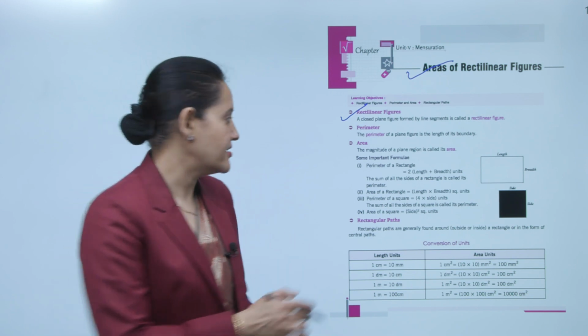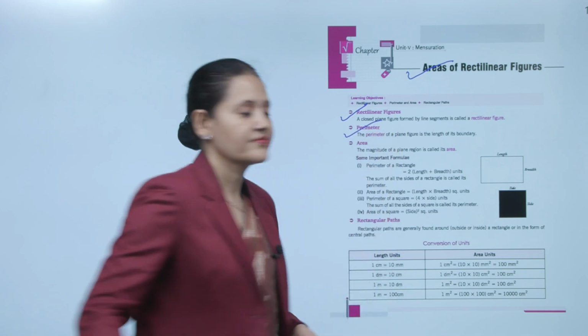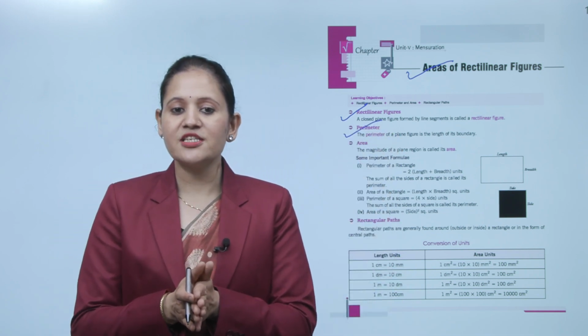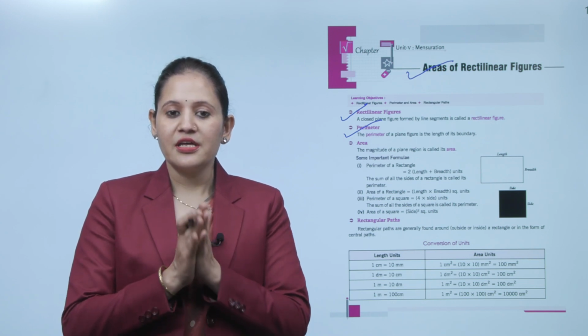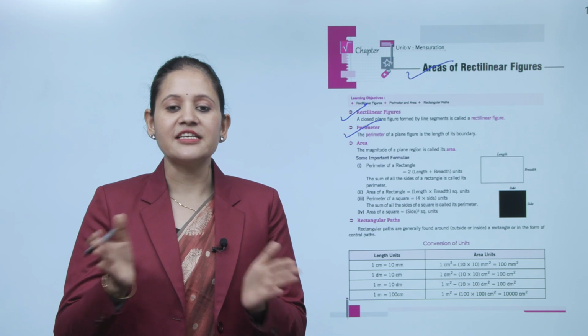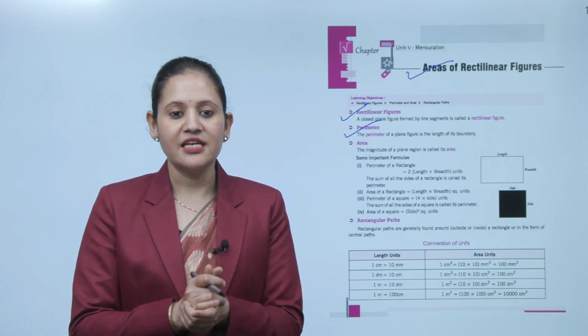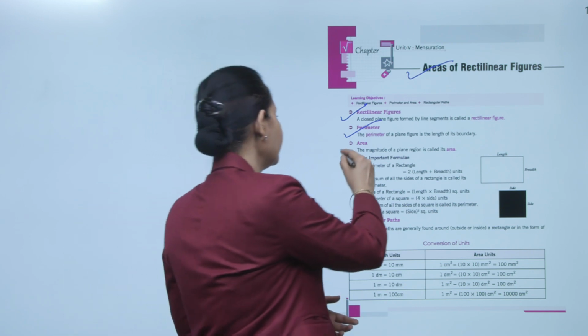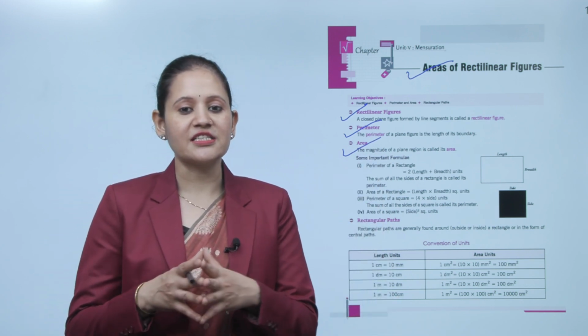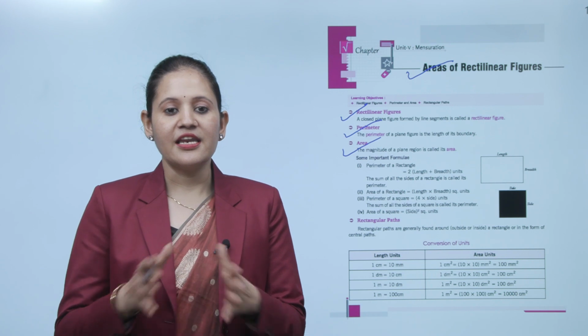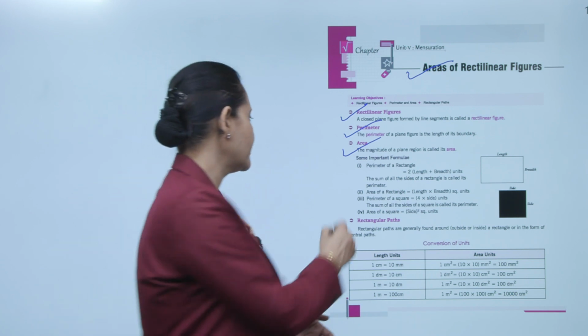Next is perimeter. The perimeter of a plane figure is the length of its boundary. So, the sum of all sides is known as the perimeter. Next is area. The magnitude of a plane region is called its area. Next, some important formulas.